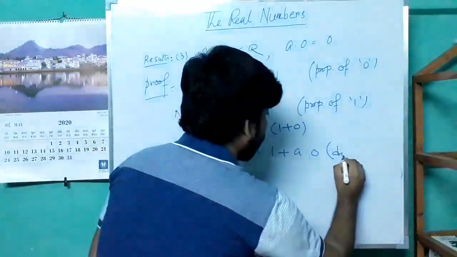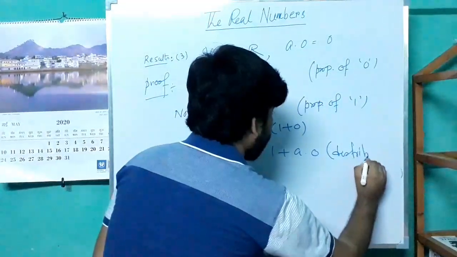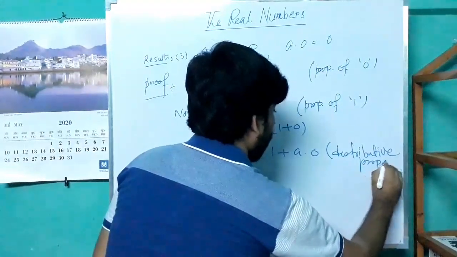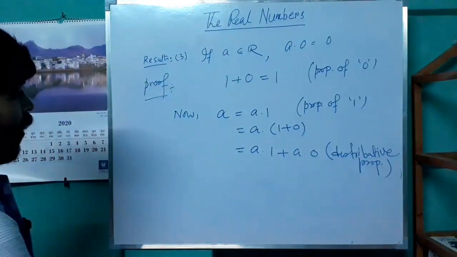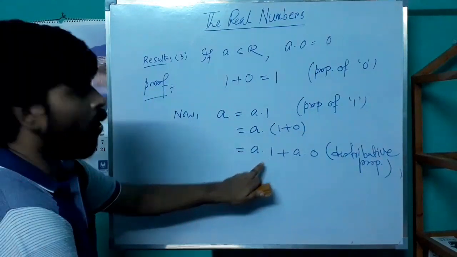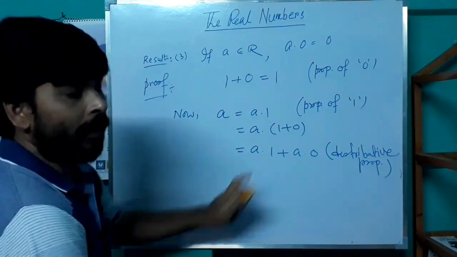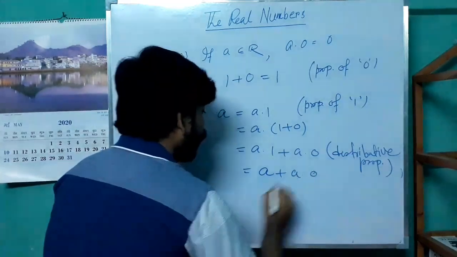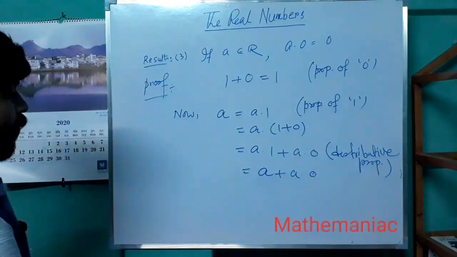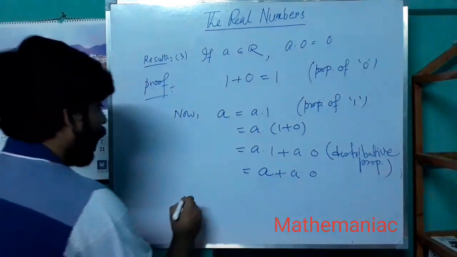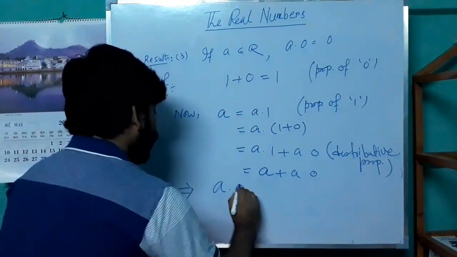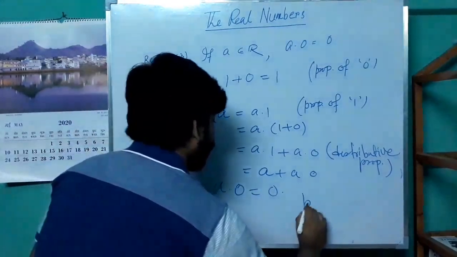So this is the distributive property. Okay. So a dot 1 equals a by the property of 1, and this implies that a dot 0 equals 0.